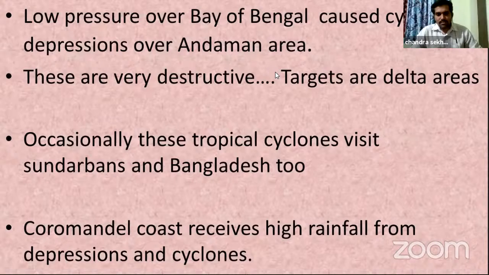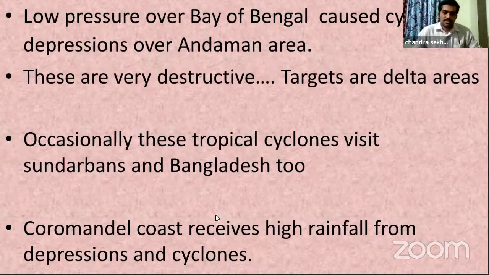The Coromandel coast receives high rainfall from depressions and cyclones. We discussed that the Coromandel coast receives very low rainfall in the southwest monsoon season, because the Tamil Nadu region, or Coromandel coast, is located in the rain shadow area of the Western Ghats and parallel to the Bay of Bengal branch. That's why in the retreating monsoon season, the winds blow from the Bay of Bengal, from the northeastern side towards the south of Tamil Nadu. They carry moisture and give rainfall in Tamil Nadu, the Coromandel coast.